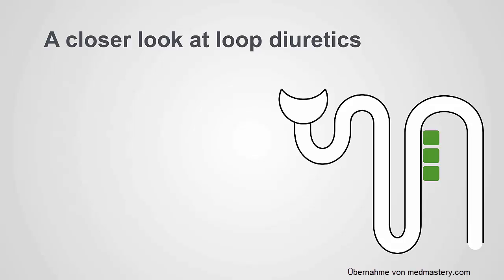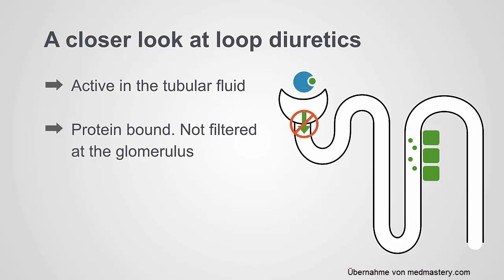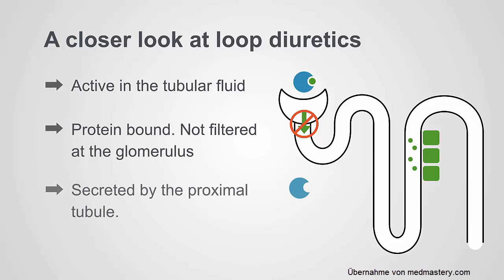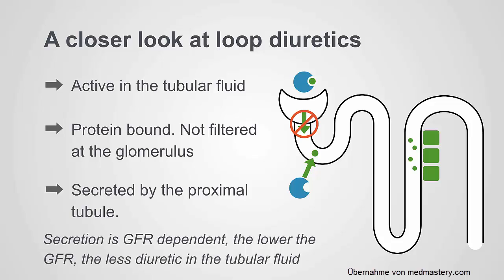Let's take a closer look at the loop diuretics. So loop diuretics are active in the tubular fluid. They don't act from the basolateral membrane. They don't get to their active site via the blood. They need to get into the tubular fluid to work. Now, loop diuretics are highly protein bound, and any molecule that's protein bound can't be filtered at the glomerulus. So the way that it enters the tubule is it's secreted in the proximal tubule. Now that secretion is GFR dependent. Hence, the lower the GFR, the less diuretic that makes it to the tubule.